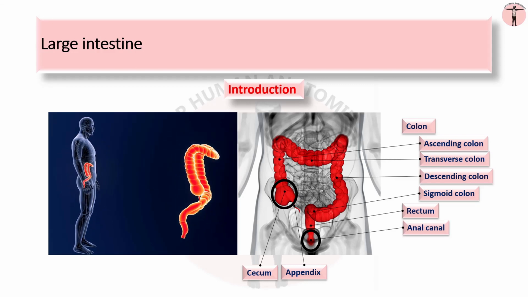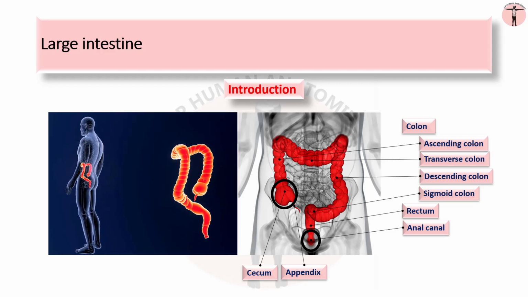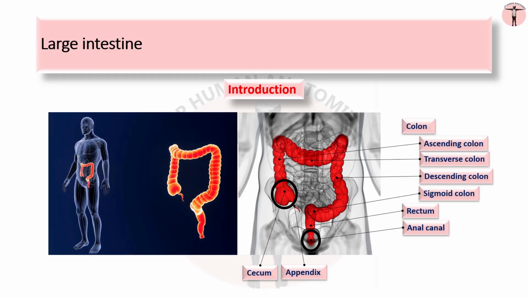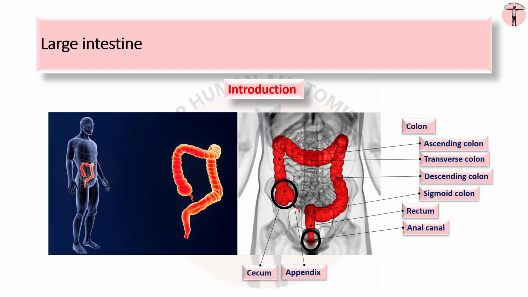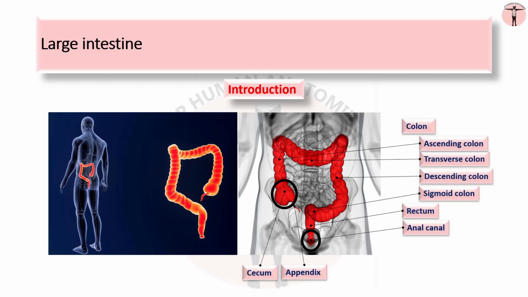Large intestine is the most fixed part except appendix, transverse colon, and sigmoid colon, which are intraperitoneal and possess mesenteries called mesoappendix, transverse mesocolon, and sigmoid mesocolon respectively.